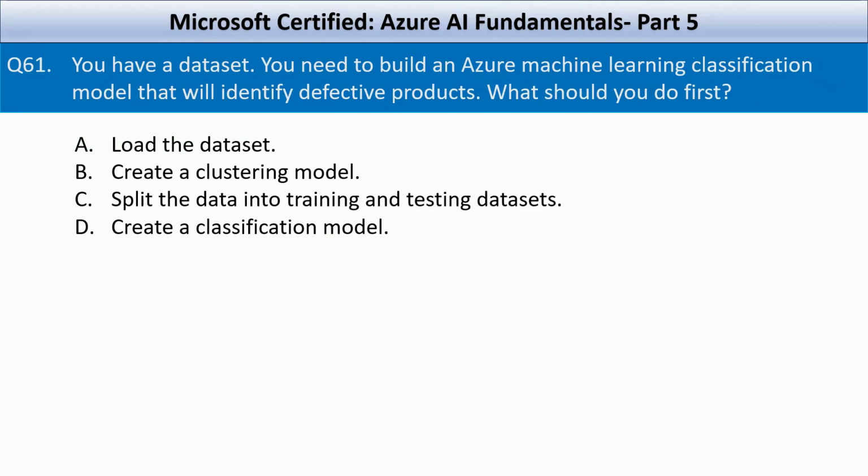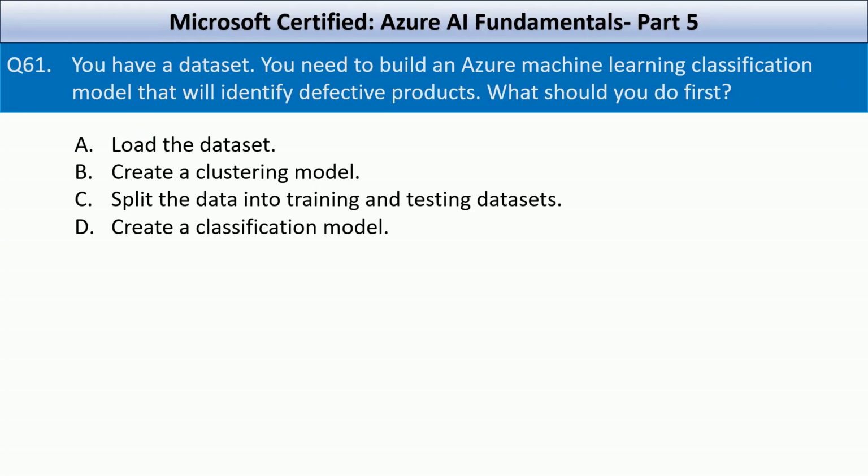You have a data set. You need to build an Azure machine learning classification model that will identify defective products. What should you do first? Your options are load the dataset, create a clustering model, split the data into training and testing datasets, create a classification model.